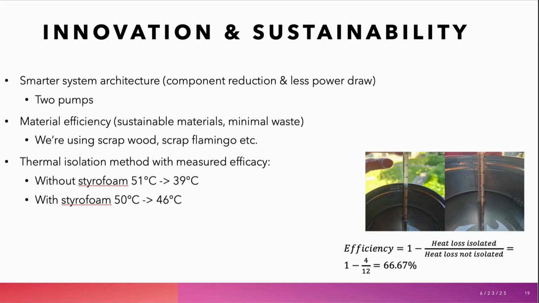As you've seen in our setup, we reduced the number of pumps to 2 for reduced power draw. And for our materials, we use mostly scrap material, so that is scrap wood and scrap flamingo. We also use the scrap flamingo for thermal isolation method, where we measured the efficiency. So without the styrofoam or flamingo, it dropped around 12 degrees, whereas with the flamingo, it only dropped around 4 degrees in our bucket over a 30-minute interval. This leaves an efficiency of around 66%.